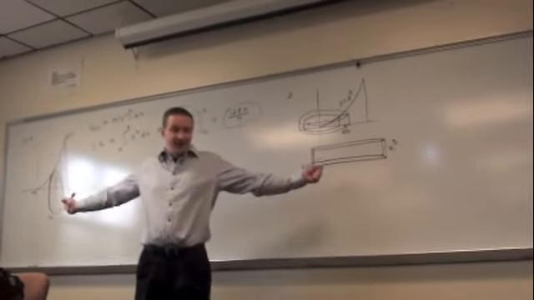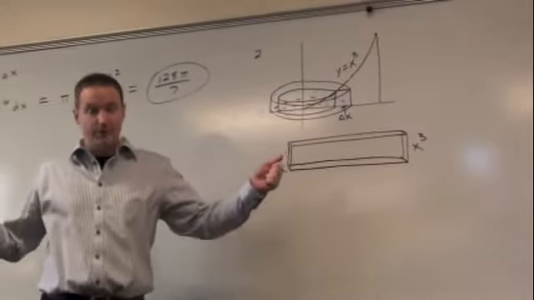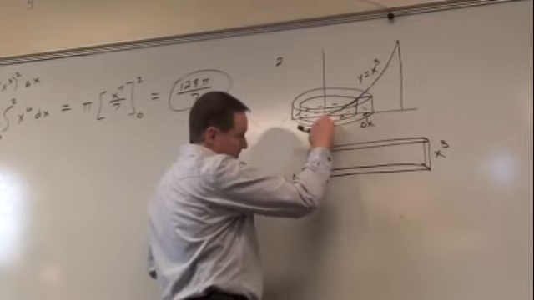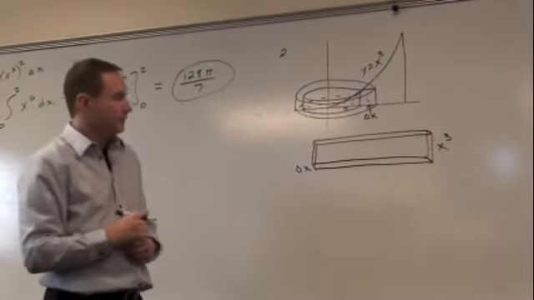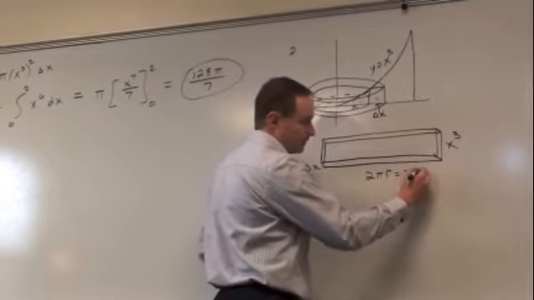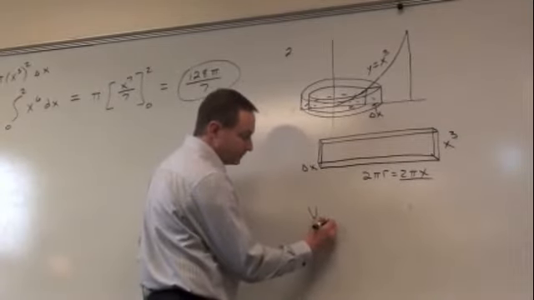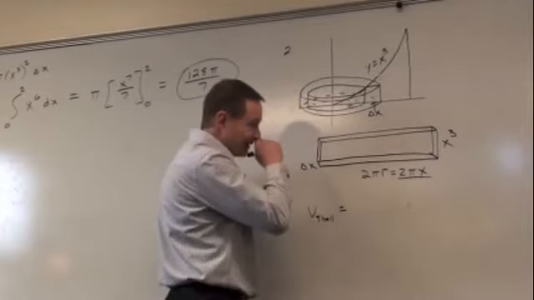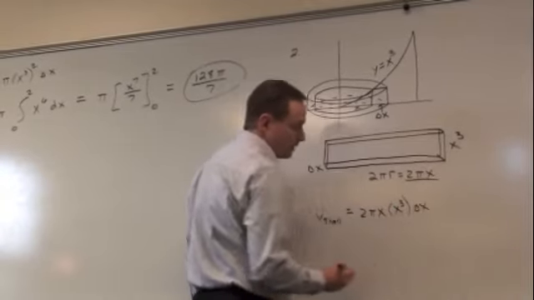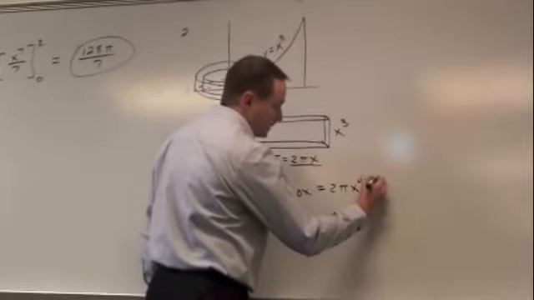The length of that arbitrary shell is nothing more than the circumference of the circle that you pulled the shell apart from. The circumference comes from the radius of the circle, which is the distance from the y-axis, which is x. So this is the circumference formula 2 pi r, which in this case is 2 pi x. The volume of an arbitrary shell is length times width times height: 2 pi x times x cubed times delta x. That gives me 2 pi x to the fourth delta x.